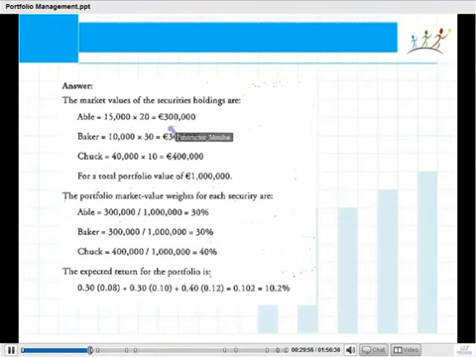So A is 300,000, Baker is 300,000 and Chuck is 400,000. Total portfolio value of 1 million euro. So what is the weight of A? 30%. The weight of B? 30%, and the weight of C is 40%. So the expected return on the portfolio can be computed as 0.3 into 0.08 plus 0.3 into 0.1 plus 0.4 into 0.12, or 10.2%.